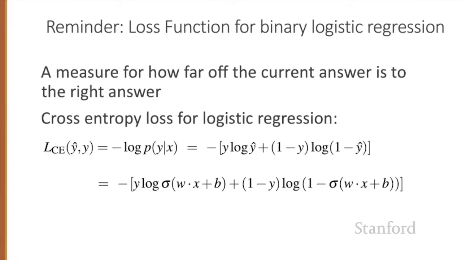Remember our loss function for binary logistic regression. We want to learn weights that maximize the log probability of the correct label, so P of Y given X. And remember to turn this into a loss function, because we're minimizing, we want to flip the sign. And now we can plug in our estimates of the probability that are computed by the sigmoid of the weights.